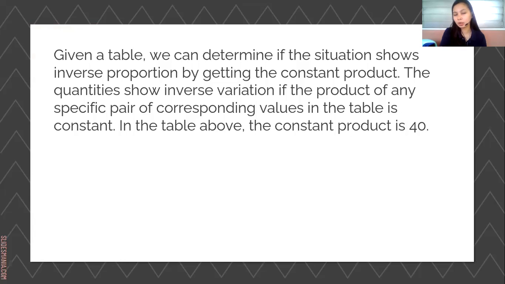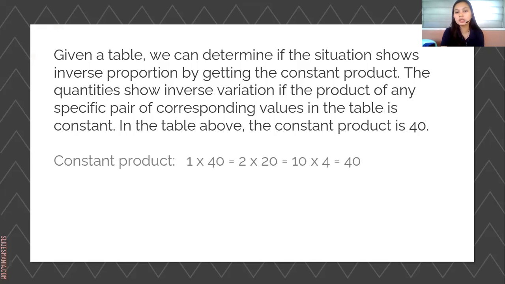So given a table, we can determine if the situation shows inverse proportion by getting the constant product. The quantities show inverse variation if the product of any specific pair of corresponding values in the table is constant. So in the table above, the constant product is 40 po. Okay, so hindi ko na pinakita dyan yung table natin. Wait lang. Tama ba?